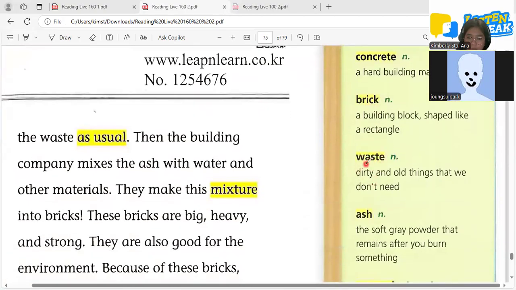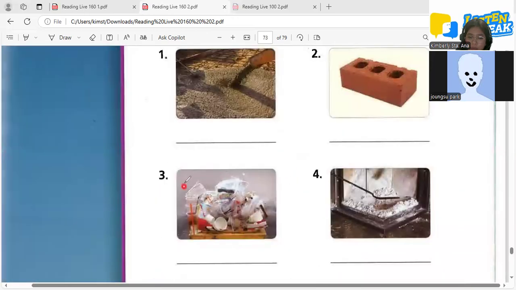Now let's go to the next word. What's the next word, Jimin? Waste. What is waste? Dirty and old things that we don't need. So this is an example of waste. Things that we don't need anymore. Like when we eat chips, the plastic from it, we just throw it. That's a waste. After drinking soda, the can, we don't need it anymore. It's a waste. We throw it away. So we call things that we don't need waste.